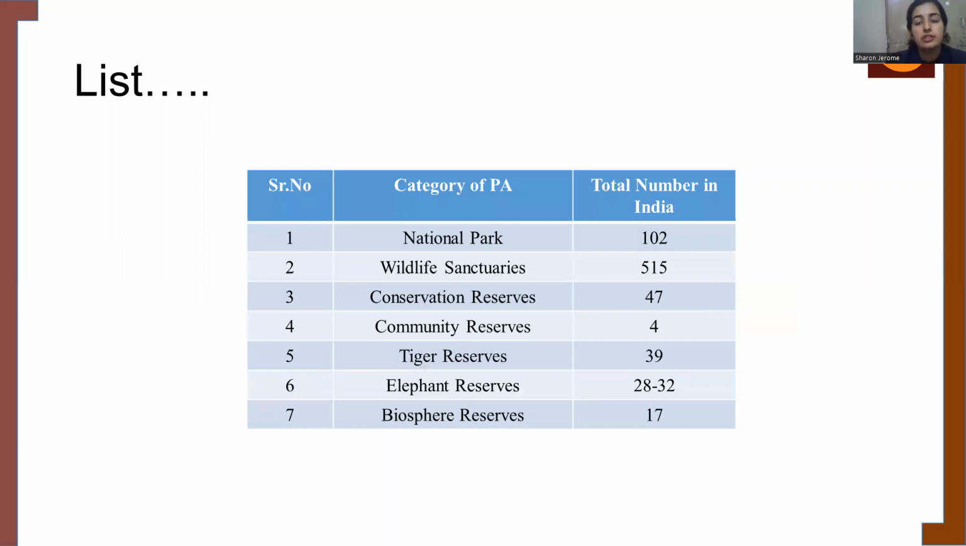Here is a list showing how many national parks, wildlife sanctuaries and reserves there are. According to the statistics, there are almost 102 national parks in India, 515 wildlife sanctuaries, 47 conservation reserves, 4 community reserves, 39 tiger reserves, 28 to 32 elephant reserves, then 17 biosphere reserves. So this is the data that is presently there.